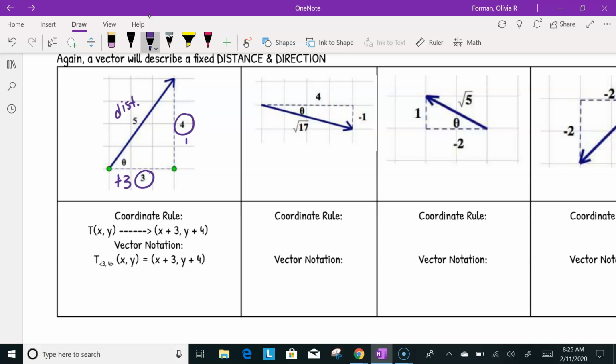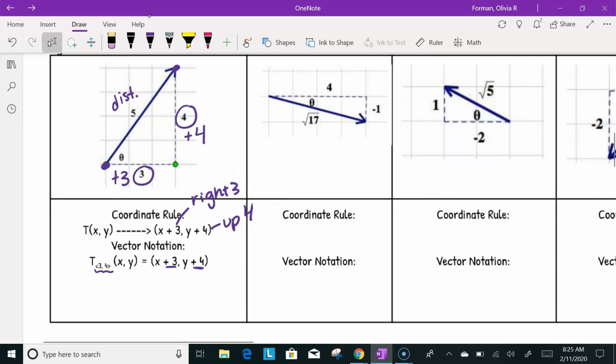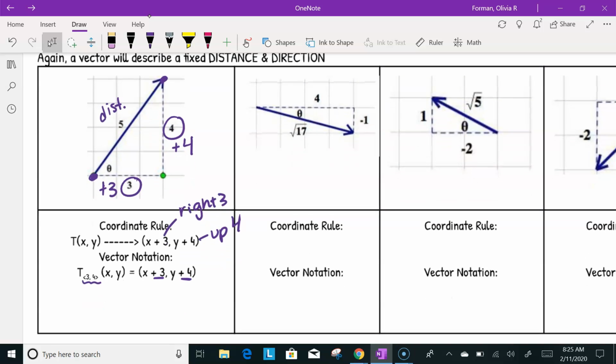That's coming from these two right here, that to go from this point up to this vector point, you go right 3, up 4. So x plus 3, y plus 4, because we went, again, right 3, and we went up 4. The vector notation, if you look at it, the only difference is that we write it in that little vector right there. So it said 3 and 4. That still relates to the plus 3 and the plus 4. Okay, we're going to find the coordinate rules for these other vectors.